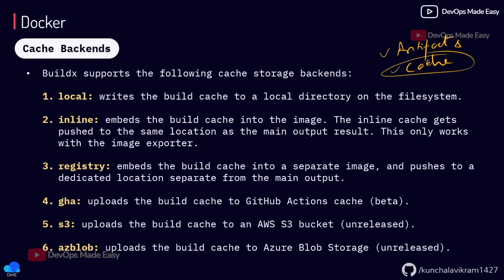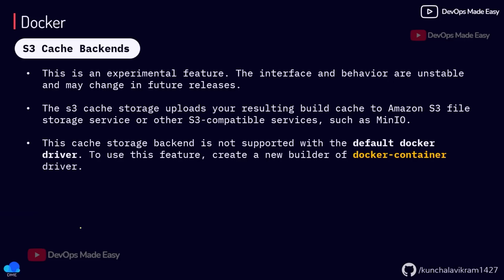So you can use the concept of GitHub cache to speed up the builds. You can also upload to S3 buckets. You can also upload to Azure Blob storage. We will see how to store our cache in S3 buckets. Also remember, this is an experimental feature. The interfaces and commands that you use may change in the future, and it can be unstable as well.